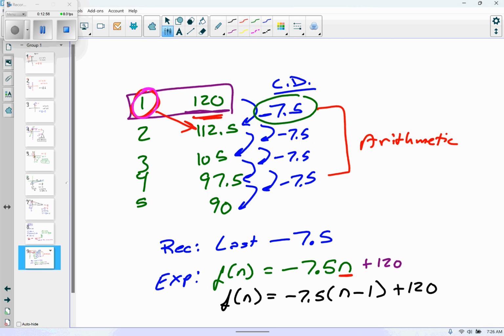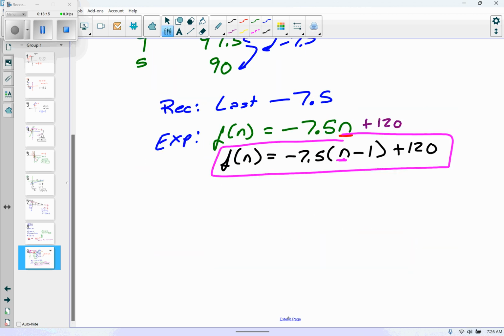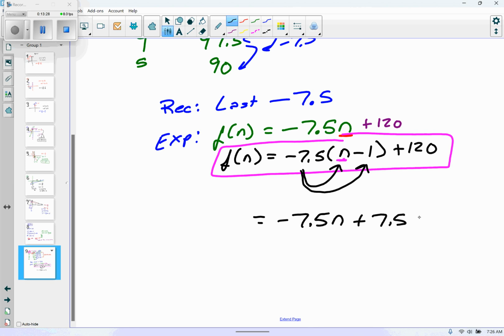So if I take this 1 now, and I plug it in here, I'm going to get 1 minus 1, which is 0. 0 times negative 7.5 is 0. 0 added to 120, does that give me 120? And that is our answer. So we can keep it like that for now, but you also might remember back in a different class, I could maybe distribute this over. So watch what's going to happen here. 7.5n plus 7.5 plus 120. These are like terms because I don't have a letter attached to it.